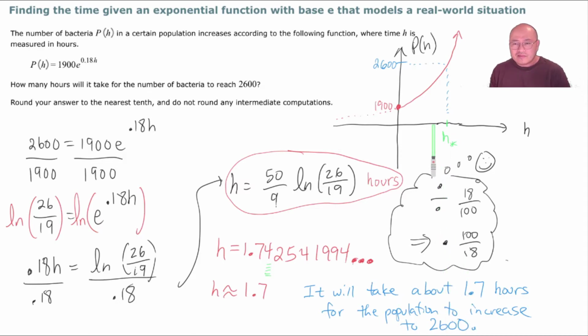It's not completely bogus. It would be really, really unusual if you got an extremely large number here. If this said 2,000 hours, well, that doesn't really represent exponential growth, because exponential growth should happen rather quickly. So the answer makes sense. Why don't we circle it?